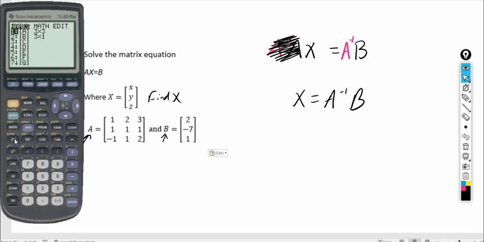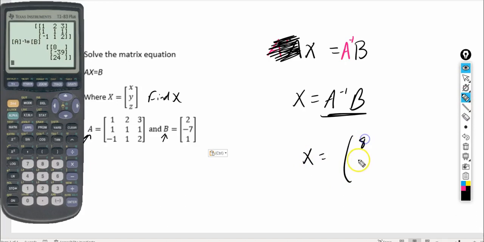And let's get back in. And under names, choose A, and then press the X inverse button, then times, get back in. And in names, scroll down to B, because X is what we want, and it's going to be A inverse times B, and then press enter. And so X is going to be equal to this matrix. Now, if they've typed the answer out on one line, you might see it like that.